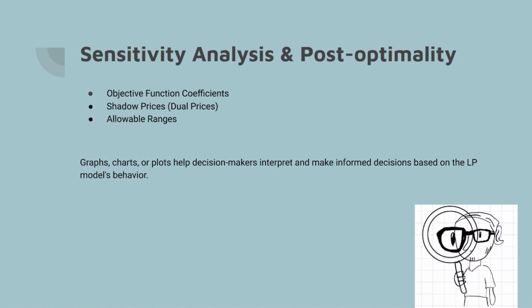Finally, allowable ranges. Allowable ranges identify the range for the coefficients in the objective function and the right-hand side values of the constraints. These ranges indicate how much the coefficients or resources can change without affecting the optimality of the current solution. Graphs, charts, or plots help decision makers interpret and make informed decisions based on the LP model's behavior.